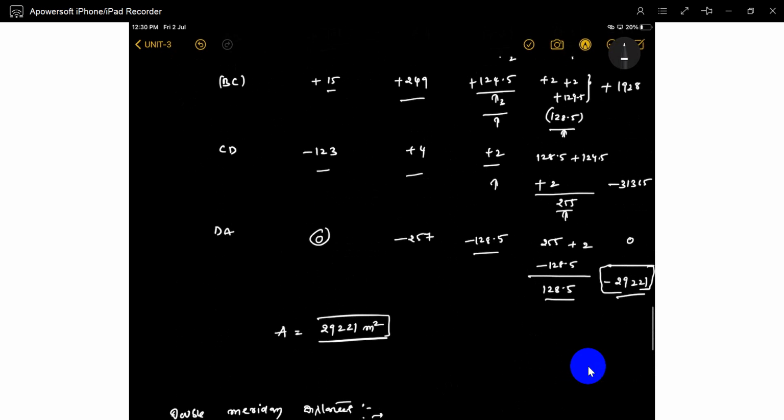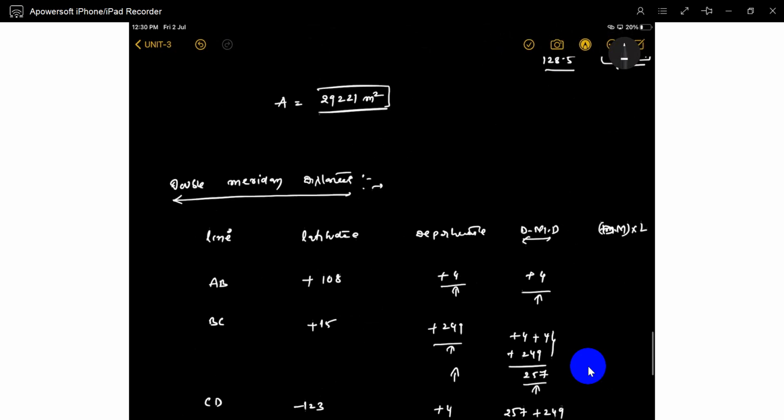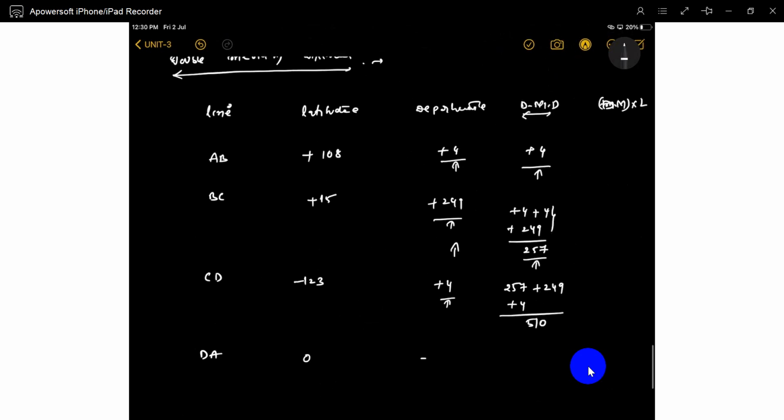So go to DA. 0 minus 257. So what is that? 510 plus 4 minus 257. What is that value? It's 257 again. That's it. Very, very simple to calculate the area.